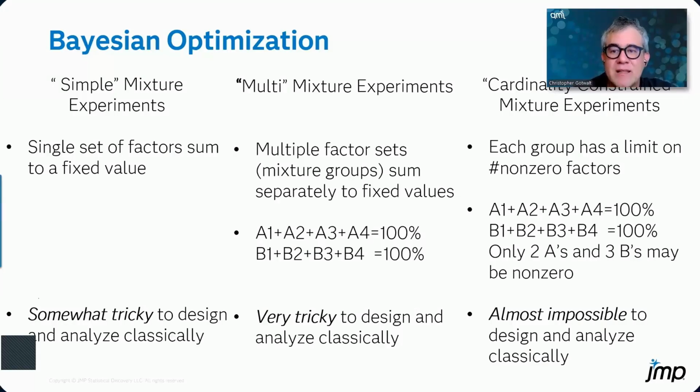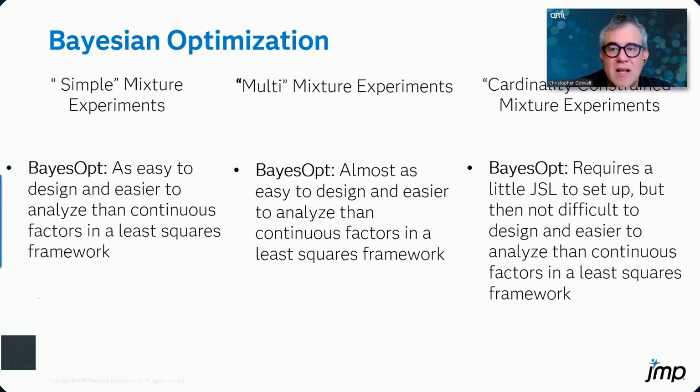I want to point out that the cardinality constraint can happen in single mixture and multi-mixture situations, and it could even be applied more generally to any set of continuous factors. Most of the problems designing and analyzing complicated mixture experiments using classical methods stem from the fact that least squares models are based on a design matrix that must not have any linear dependencies amongst the columns. And mixture problems always have at least one or more linear dependencies amongst the factors. This is manageable with simple mixtures, harder with multi-mixtures, and extremely difficult, if not impossible, to deal with cardinality constraints.